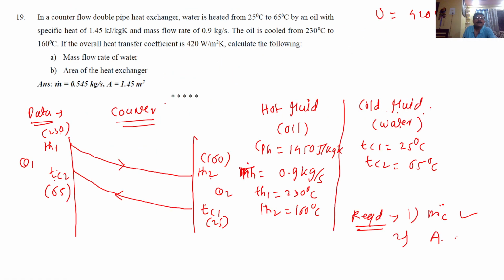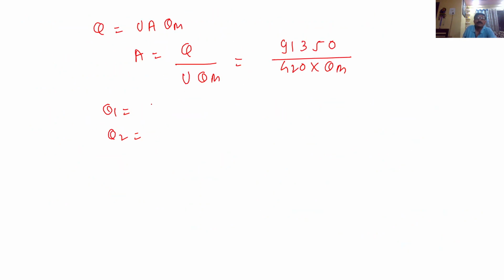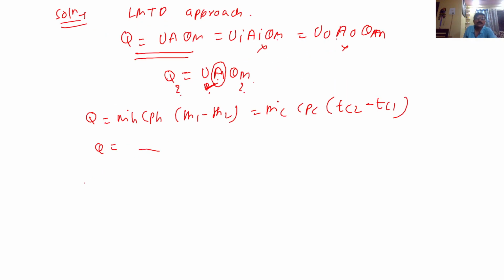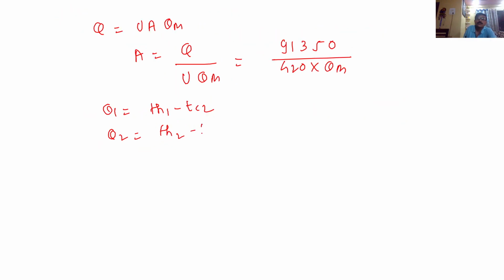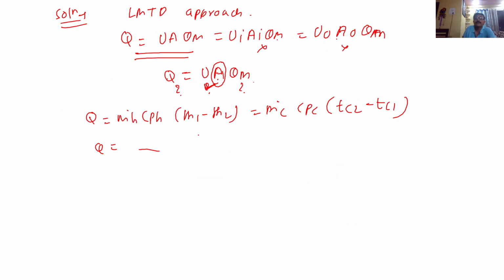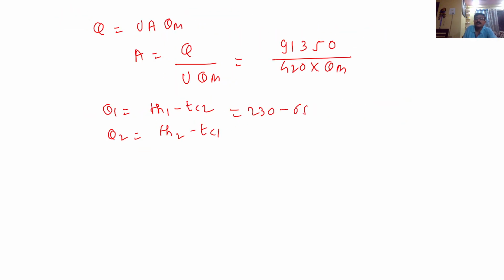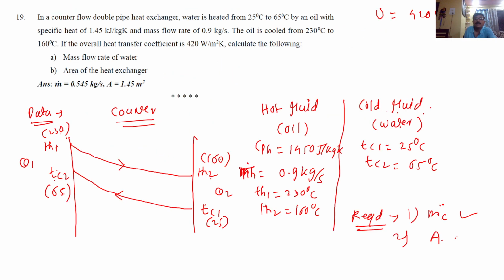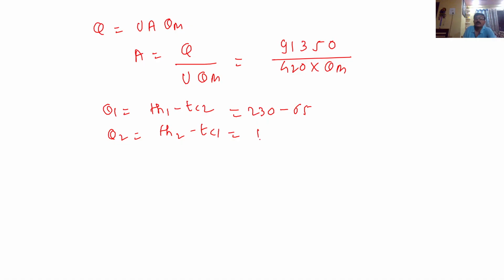What is theta 1? It is a counter flow heat exchanger. So theta 1 is TH1 minus TC2, and theta 2 is TH2 minus TC1. Just put the values. 230 minus 65, and here 160 minus 25. So 230 minus 65 comes as 165 degrees Celsius, and this comes as 135 degrees Celsius.